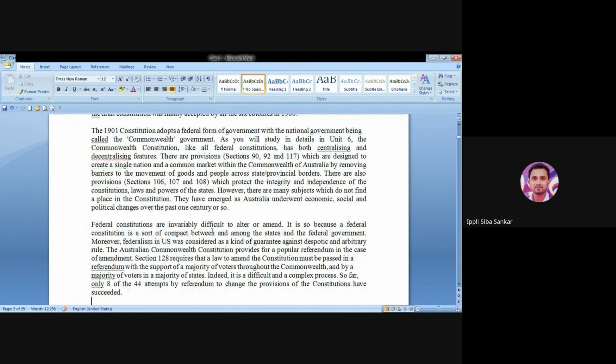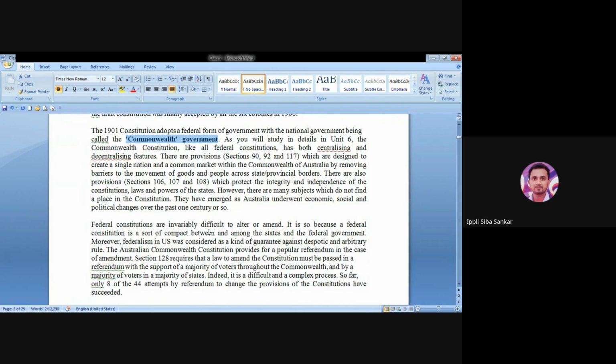In 1901, the constitution adopted a federal form of government, with the national government being called the Commonwealth government. The national government was called the Commonwealth government in 1901. As you will study in detail in Unit 6, the Commonwealth Constitution, like all federal constitutions, has both centralizing and decentralizing features.